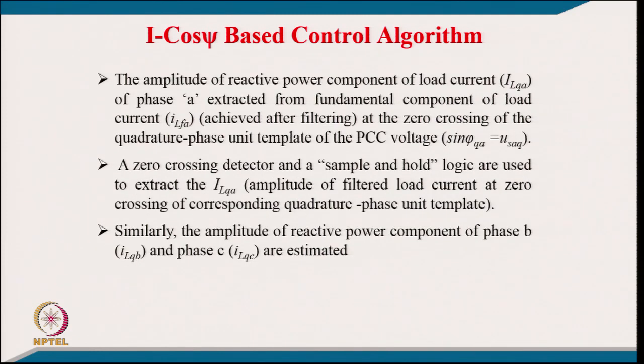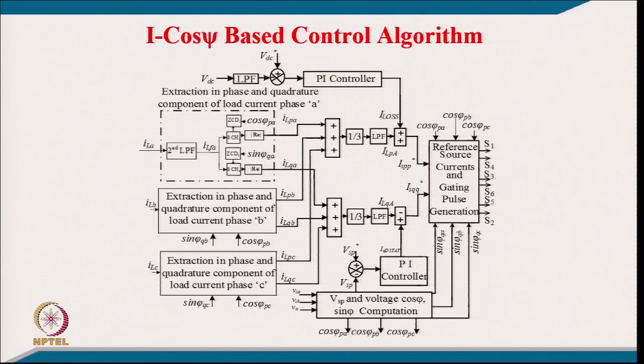So, you can call it the amplitude of the reactive component of current of phase A, extracted from the fundamental load current after filtering at zero crossing of the quadrature component here. So, a zero crossing detector and sample and hold logic are used to extract ILAQ, that is the amplitude of filtered load current at zero crossing of the quadrature component, and similarly the amplitude of the reactive component at phases B and C is calculated. So, here we use the logic and also the zero crossing of the voltage.